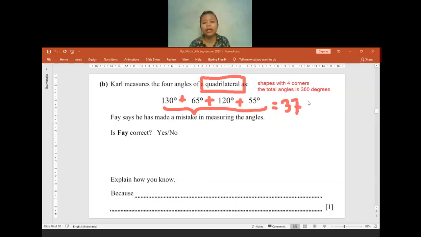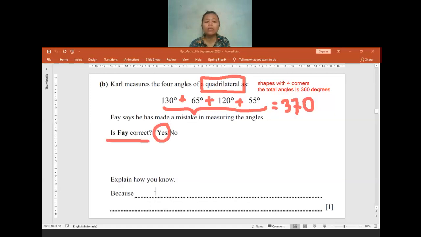After Carl is done measuring the angles, there is another person named Faye. Faye says that Carl already made a mistake when measuring the angles. Now we have to check: is Faye's statement correct or wrong? What do you think? Faye's statement is correct.